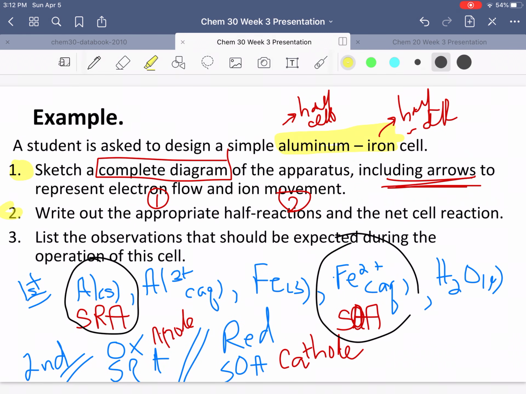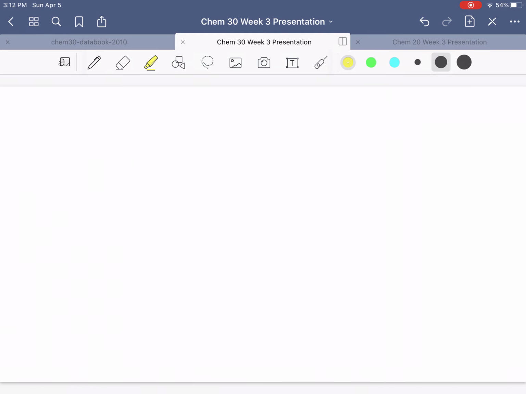Number 2 is asking you to write out the appropriate half reactions and the net cell reaction. Guys, this is just like what you used to do. Write down the oxidation reaction, write down the reduction reaction, write out the redox reaction. We're just calling it half reactions and net cell reaction now. Okay, so here we go. Number 2, slightly different in how we do this now.